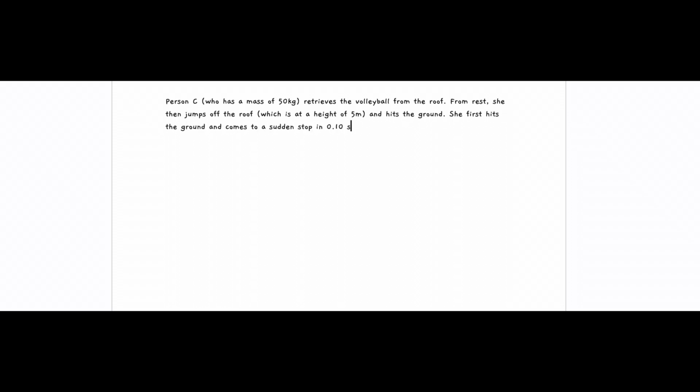Person C with a mass of 50 kilograms retrieves the volleyball from the roof. She falls 5 meters from rest off the roof and hits the ground. She first hits the ground and comes to a sudden stop in 0.10 seconds. Then she rolls to a stop in 0.75 seconds. When she first hits the ground, how much momentum does she have at impact? What impulse does she feel for both cases?